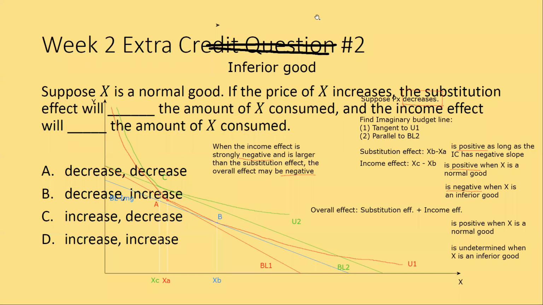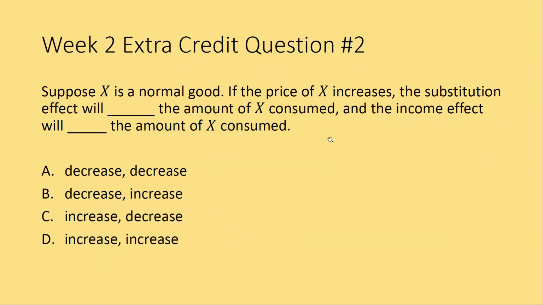Oops, let me clear the drawings here. All right, this is the second extra credit question for this week. Suppose X is a normal good and the price of X increases. What we did just now is when the price of X decreases, right? Here, the price of X increases, and we are asking what is the sign of the substitution effect and what is the sign of the income effect. So you can take a screenshot of this slide and submit your answer on iLearn for extra credit, okay?